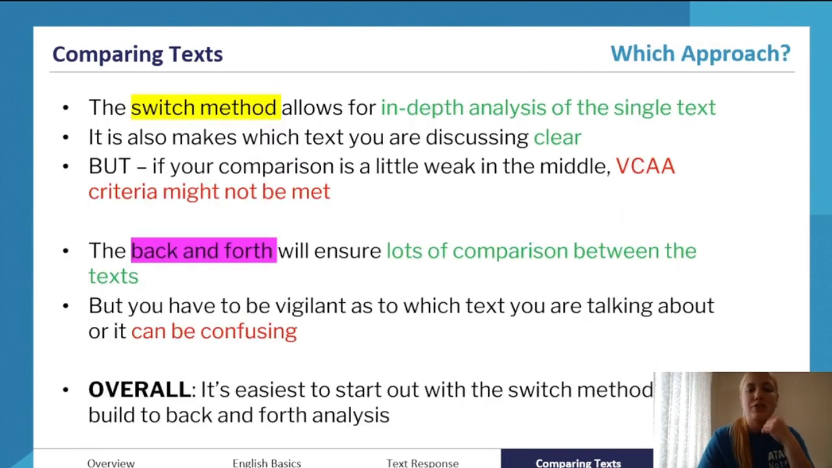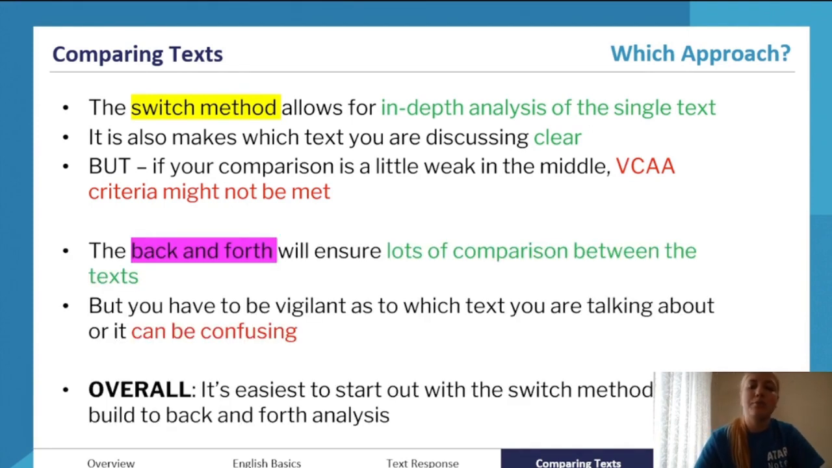So what are the advantages and disadvantages of each approach, and what should you ultimately use? Well, the switch method allows for in-depth analysis of this single text. This is the block method, I also call it. It makes which text you are discussing at the moment very, very clear, which is often difficult to do in the rainbow method because you have to keep signifying that you're switching between texts. However, if your comparison is a little bit weak in the middle, VCAA criteria could not be met.